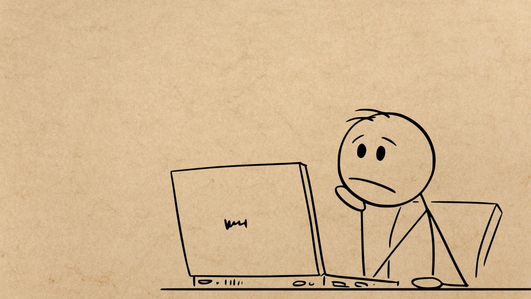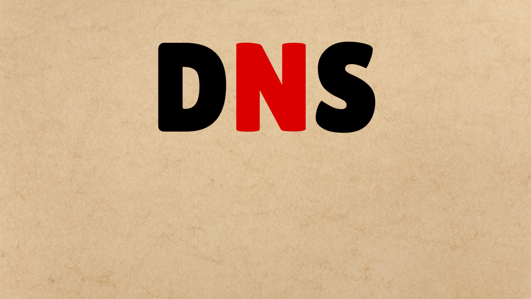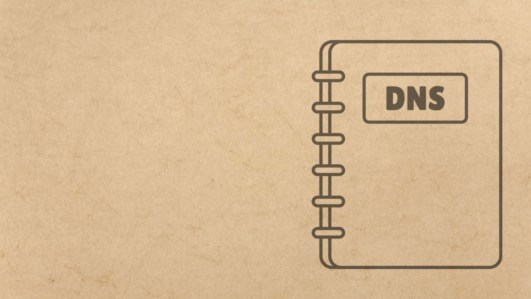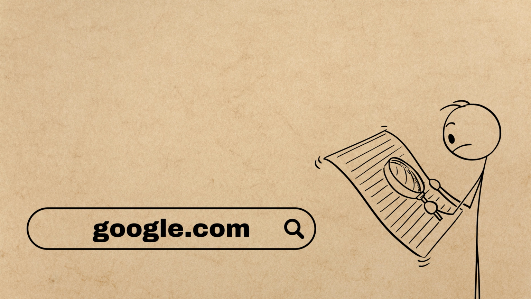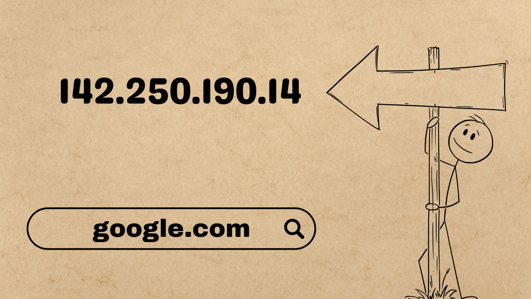But how does your browser know that google.com means 142.250.190.14? That's where DNS comes in. DNS stands for Domain Name System. It's like the internet's phonebook. When you type a domain, DNS looks up the matching IP address and connects you to the right server. Without DNS, we'd have to memorize numbers for every website we visit.